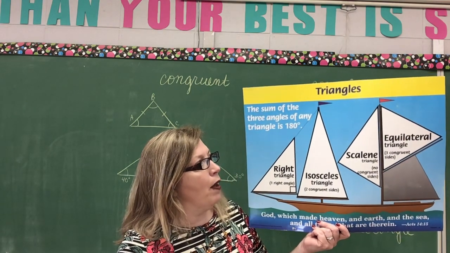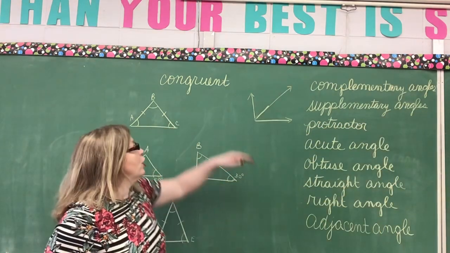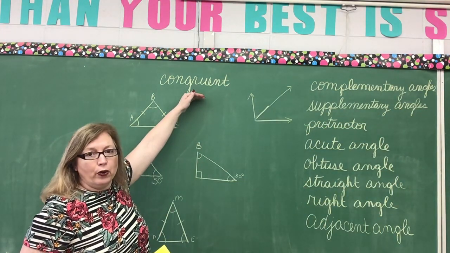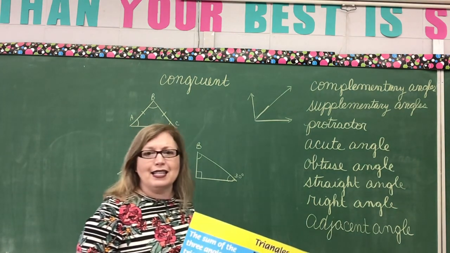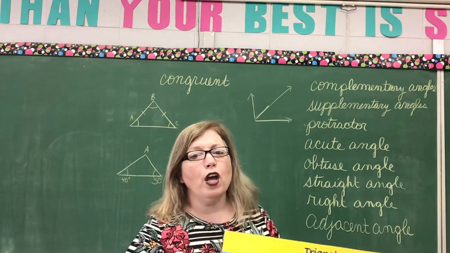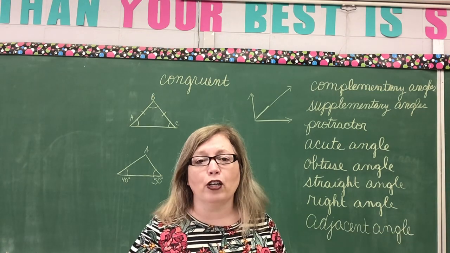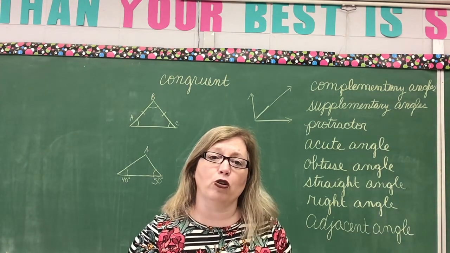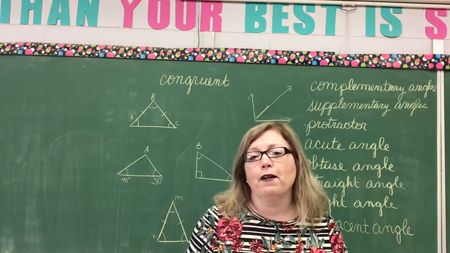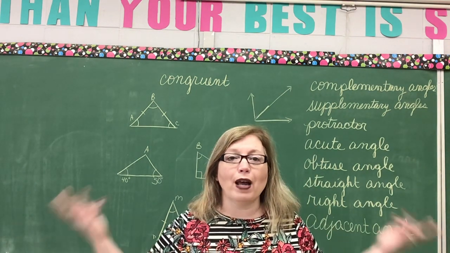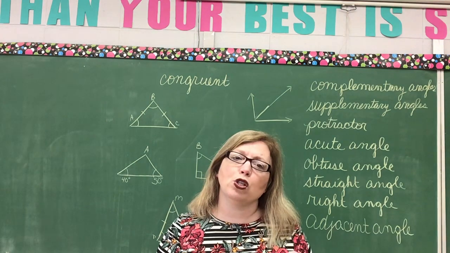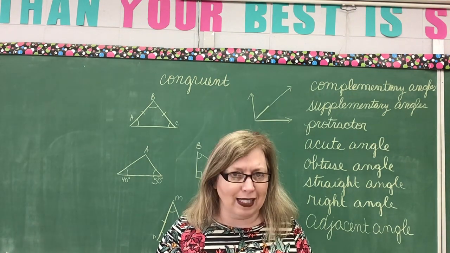Now, I used the word a second ago, congruent. Congruent, and I told you that two triangles that were exactly the same are congruent. Well, not only did I say that triangles can be congruent, I said that shapes could be congruent. You could have two congruent hexagons. You could have two congruent rectangles, okay? But you can also have congruent sides.